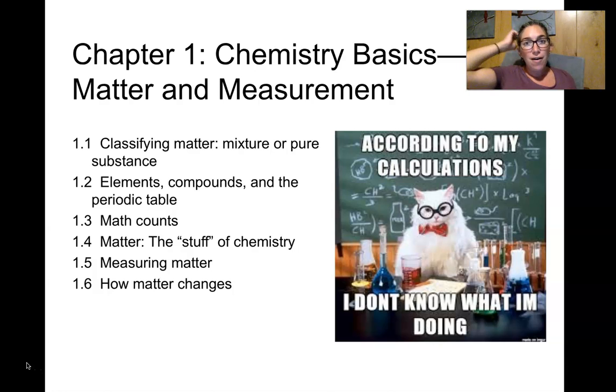So Chapter 1 is all about the basics of chemistry, which is really a lot about measurements. Chemistry is all about matter and taking measurements of matter. So I'll always start my lectures with an outline of the chapter and a funny chemistry cat meme.